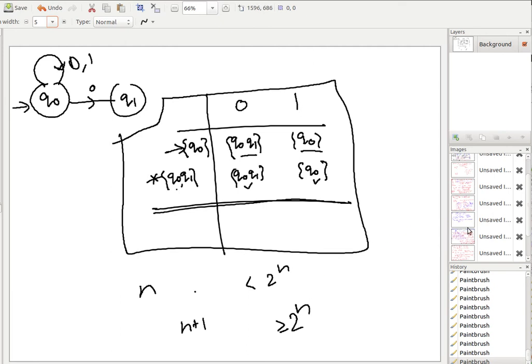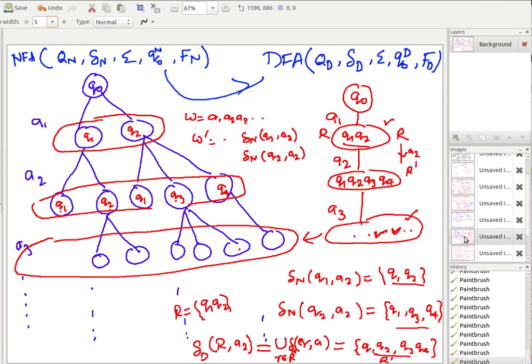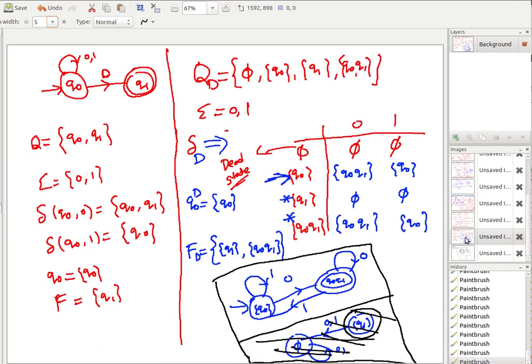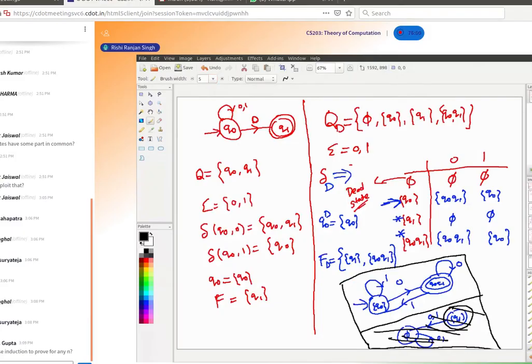I think there are several, you can take any NFA, try converting it into a DFA. I think you will really understand how it is done. So this is the logic part of how we are doing it, and this is the mathematical algorithm that explains how we are doing it, and I think it is very much clear with the help of this example. So any questions on this? Anyone has any question?